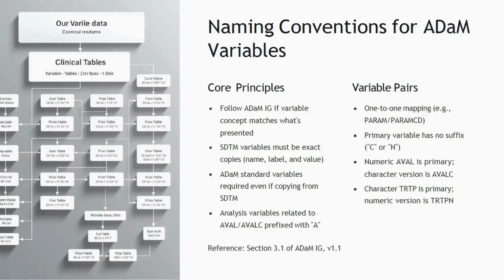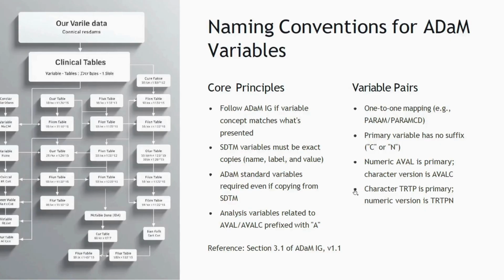Okay, so the ADaM naming conventions are strict but logical. Let's break them down. The core principles: follow the ADaM IG if the variable concept matches what's presented. SDTM variables must be exact copies: name, label, and value. ADaM standard variables are required even if copying from SDTM. The analysis variables related to AVAL and AVALC have to be prefixed with A. When you come to variable pairs, one-to-one mapping, the primary variable has no suffix. So the numeric AVAL is the primary, and the character version is AVALC. The character TRTP is the primary, and the numeric version is TRTPN.